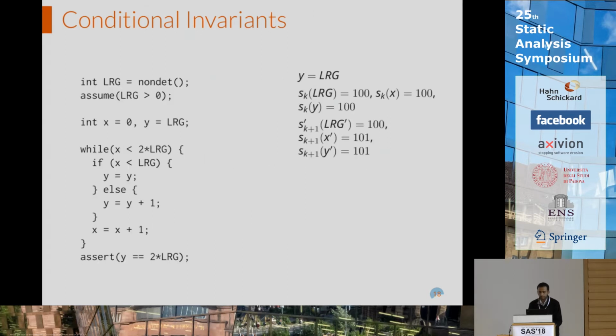Let's look at a concrete example. Going back to the previous program, let's say large is equal to 100, x was also equal to 100, and y was also equal to 100. Next, we have got these two as CTIs, with large prime being the same, x prime incremented by 1, and y also incremented by 1.